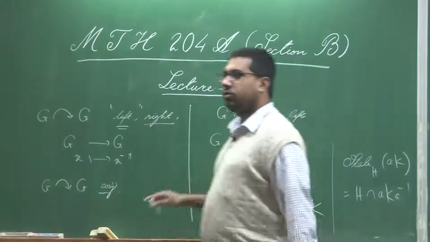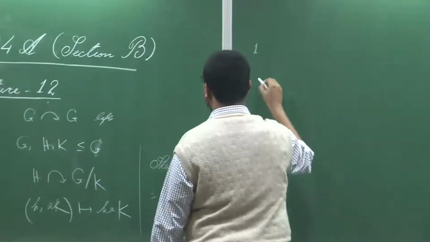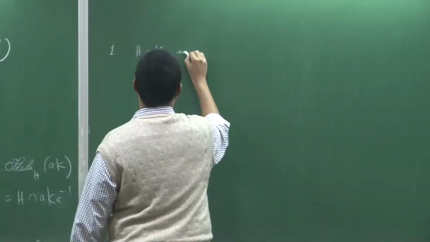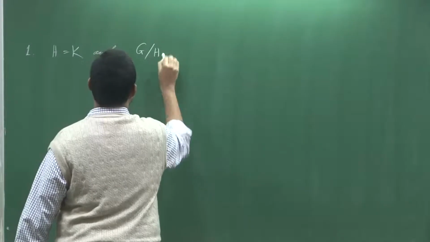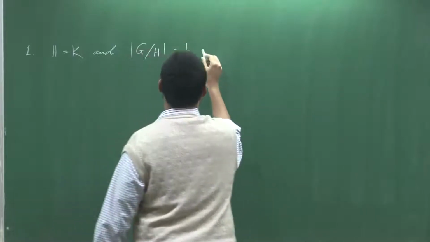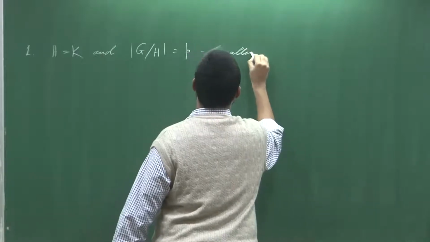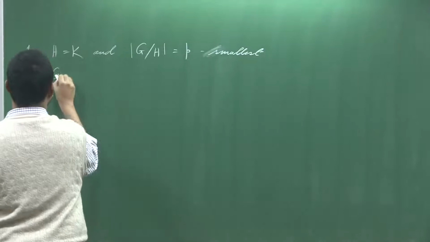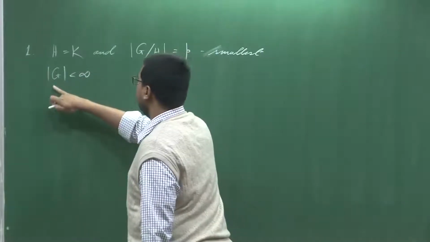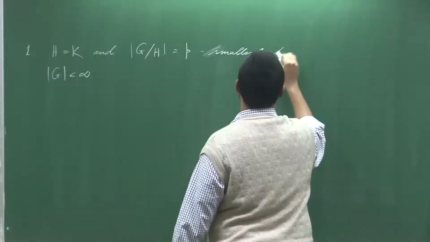We will consider two special situations of this. The special case 1: when H is equal to K and the index of H is the smallest prime dividing the order of G. It should begin with a finite group G and a subgroup. So, G is a finite group, H is a subgroup whose index is p, which is the smallest prime dividing the order of G.